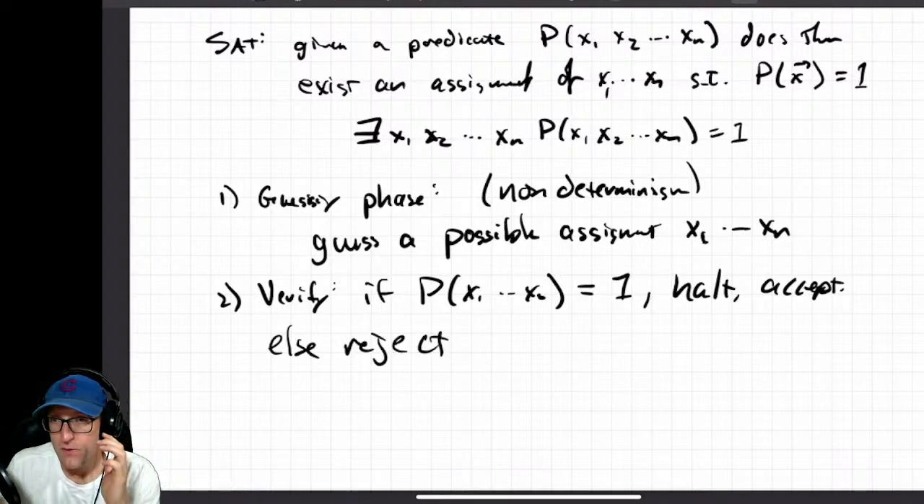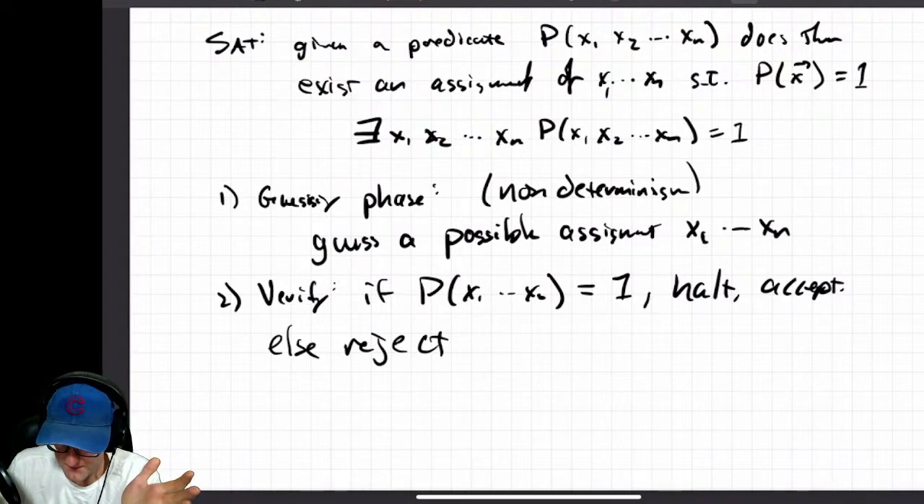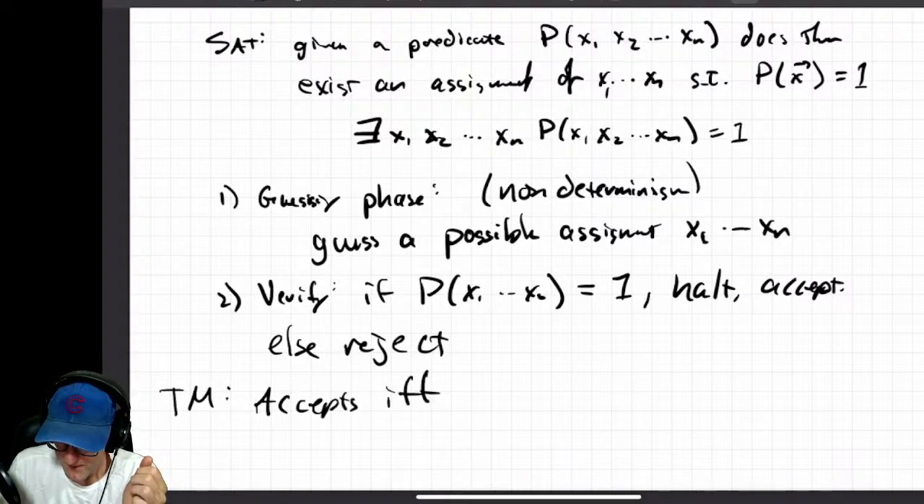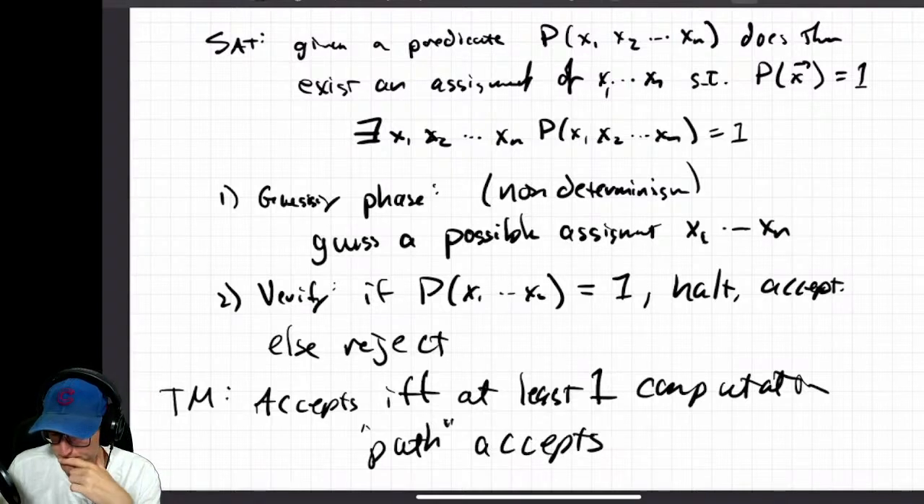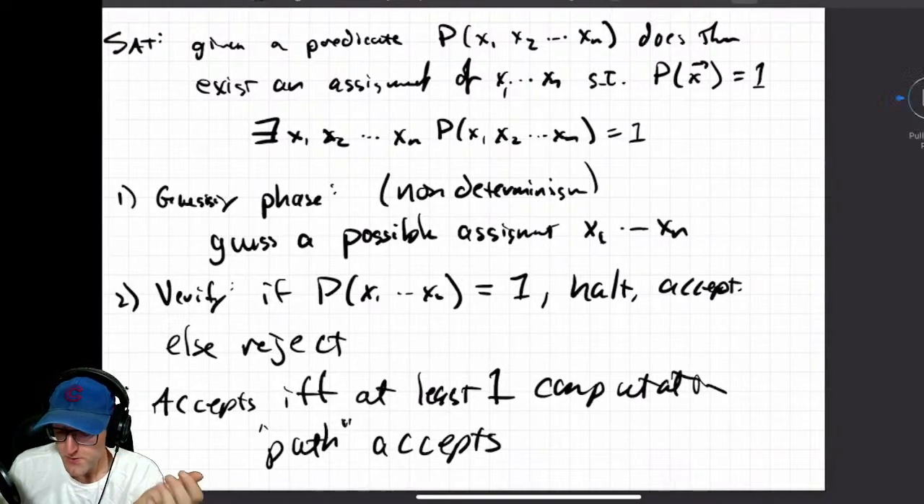Now, the acceptance criteria for a non-deterministic Turing machine is different. The Turing machine TM accepts if and only if at least one computation path, I'll put that in quotes here and visualize it in a second, accepts. Okay? Visually, what does that mean?